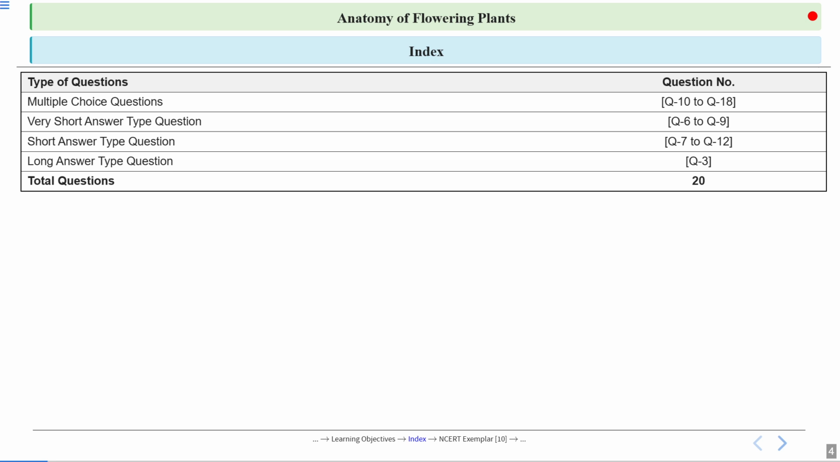Index. There will be some multiple choice questions, from question number 10 to question number 18. In very short answer type questions, there are questions 6 to 9, so 4 questions are there. Short answer type questions are number 6 to 12. Long answer type questions, question 3. So in total, 20 questions are there.